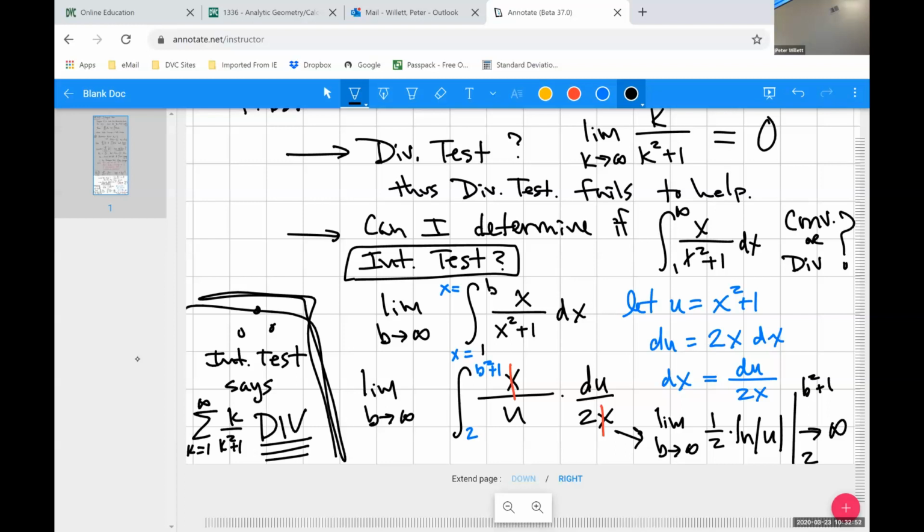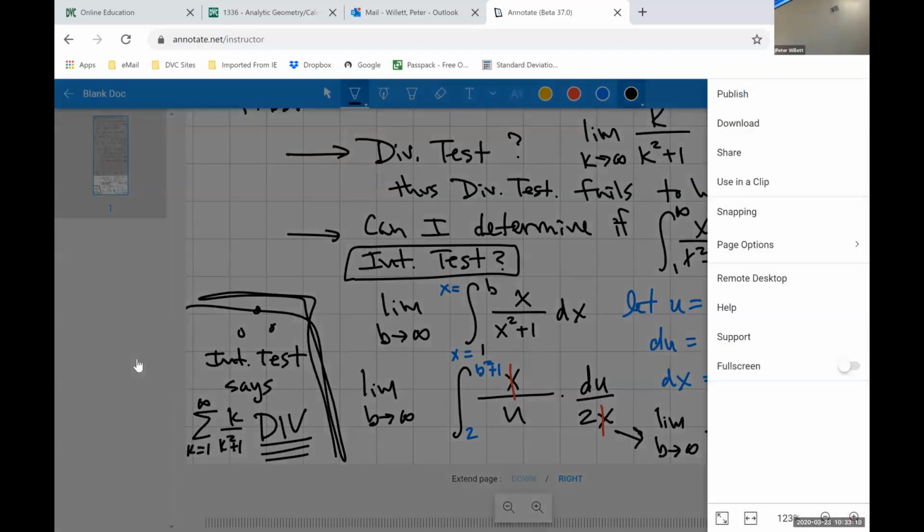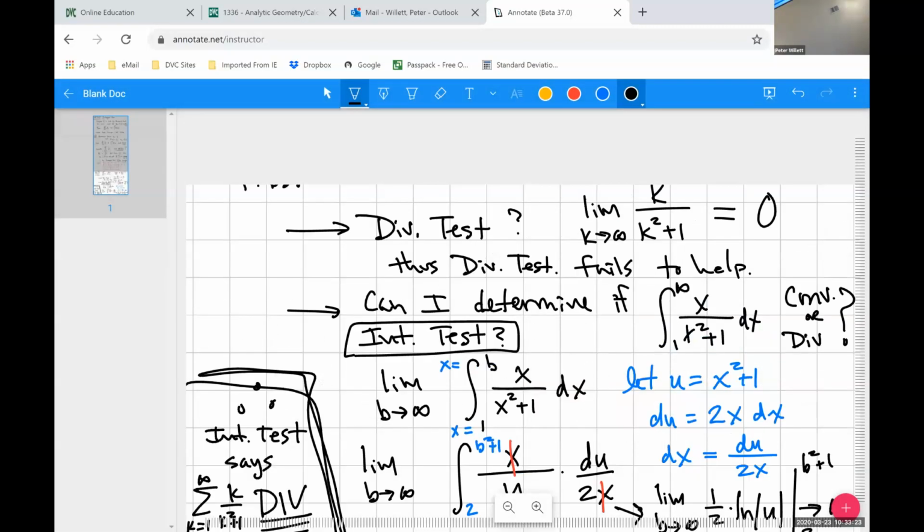Questions, comments, discussions about this example of the integral test? Again, they do this example for you in the book, as well as I think 2 or 3 others. Okay, so let's refresh the page after I go to the top this time.